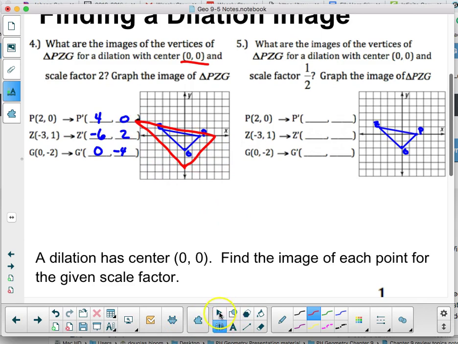Your turn, give it a try. Okay, turning me back on, I'm multiplying this by half, so half of 2 is 1. Half of 0 is still 0. Half of -3 is -1.5, and half of 1 is 0.5. And 0 is -2, so 0 times 1/2 is 0, and -2 times 1/2 is -1.